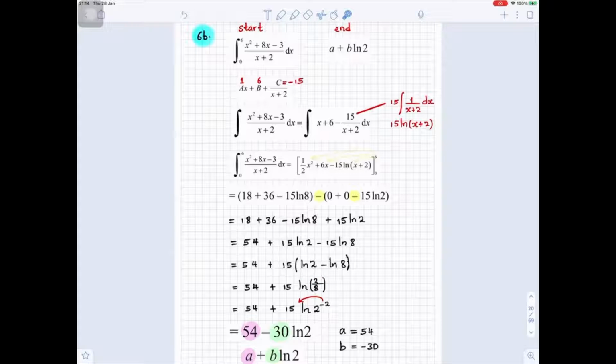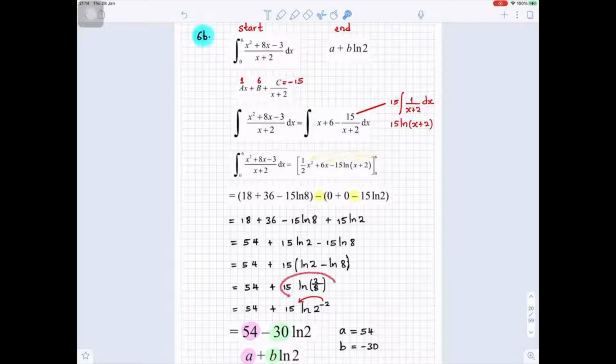And 2 divided by 8 is 1 over 4. And 1 over 4 is 1 over 2 squared, which is 2 to the minus 2. So the 2 to the minus 2 can come to the front. It becomes minus 2 times 15. It becomes minus 30. So it becomes 54 minus 30 ln 2. So A is 54, B is minus 30.